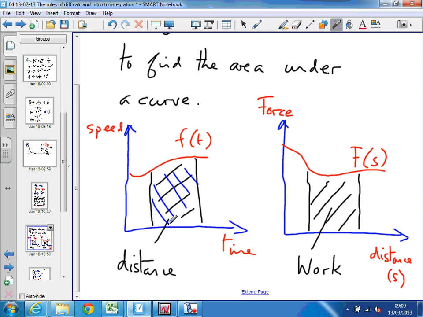So this area tells me the distance travelled. So if I want to know the distance travelled, I find the area under a speed time curve. How do I do that? I integrate. Another example, force against distance. We might have talked about the equation for work, which is force times distance. So the area under a force distance curve tells us the work done or the energy used. Very useful when you're considering stressing materials and stuff like that. How do we find the area under the curve? We integrate. So a powerful mathematical tool, this idea of integration.